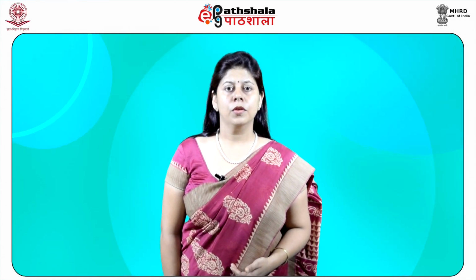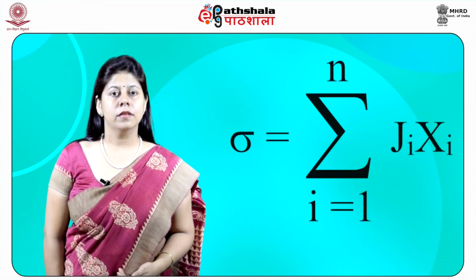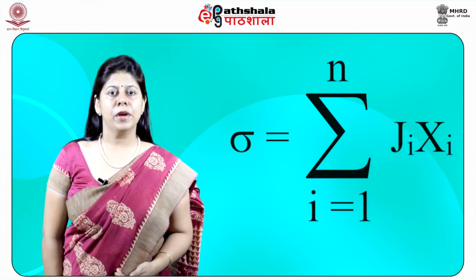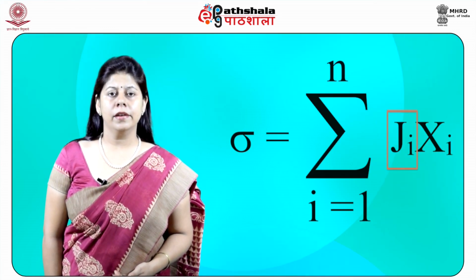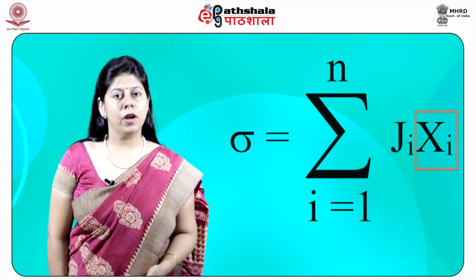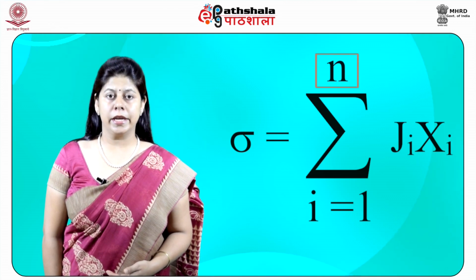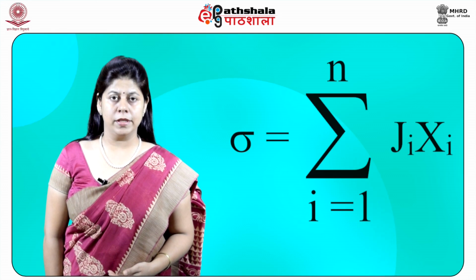Onsager formalism of irreversible thermodynamics states that the entropy production dissipation function can be represented as the sum of fluxes and their conjugate forces. That is, sigma can be written as summation of Ji into Xi, where Ji is the flux of the ith component, Xi is the force of the ith component, and n is the total number of fluxes that are possible in a given system.